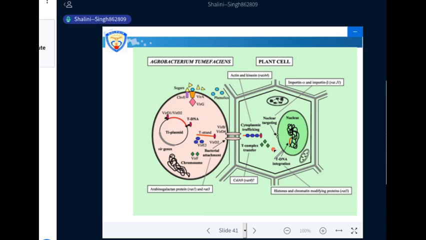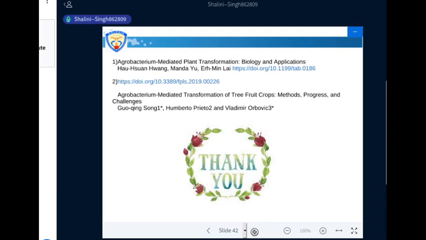Agrobacterium-mediated transformation in plants, where Agrobacterium is transferring the T-DNA into the plant cell, and this transformed plant cell is being regenerated into the plant with the help of tissue culture methods.